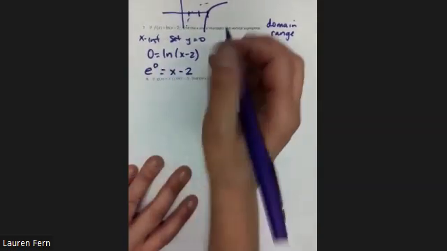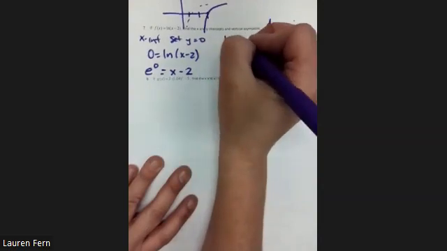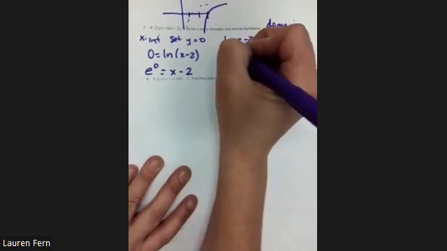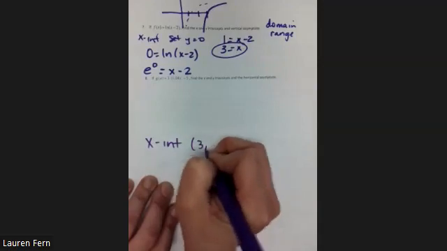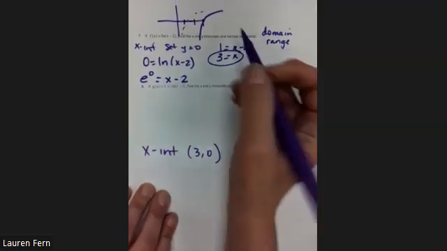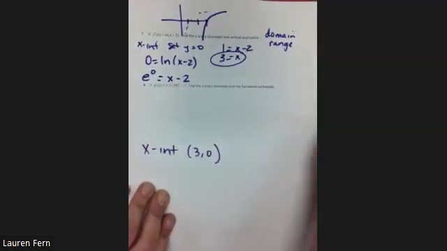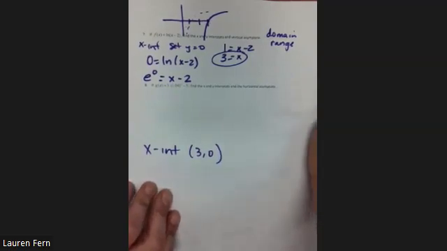Well, anything raised to the 0 power is 1. So I'm solving 1 = x - 2, so I get x to be 3. So my X-intercept is (3, 0). And notice that totally jived with what we had with our graph.